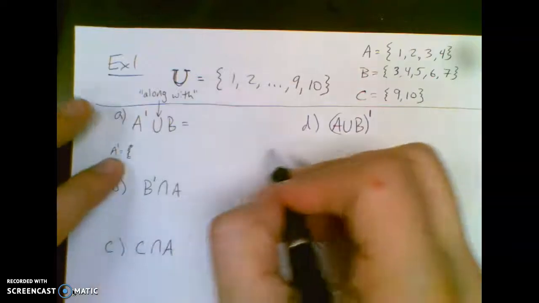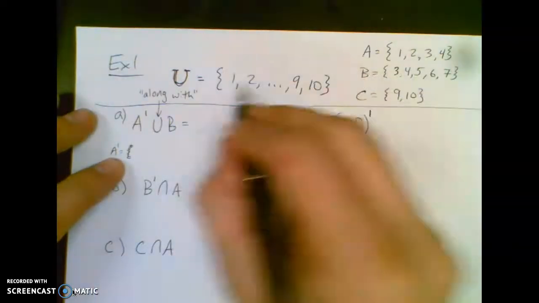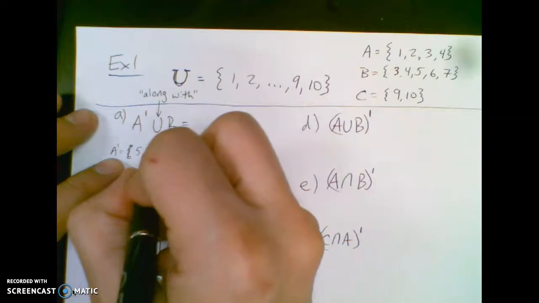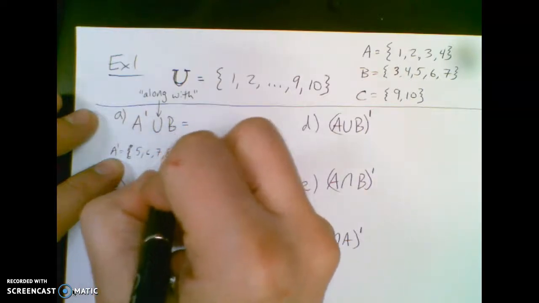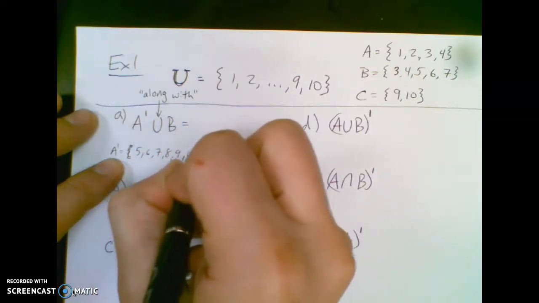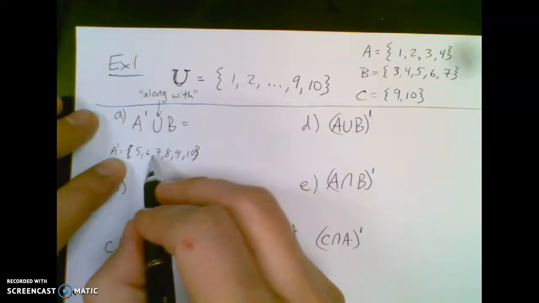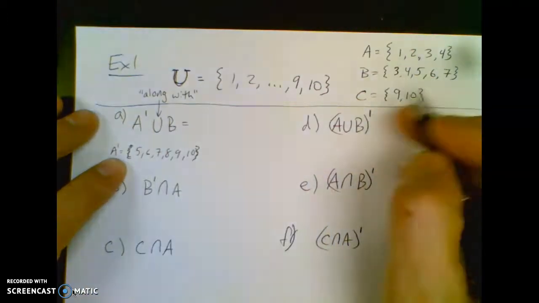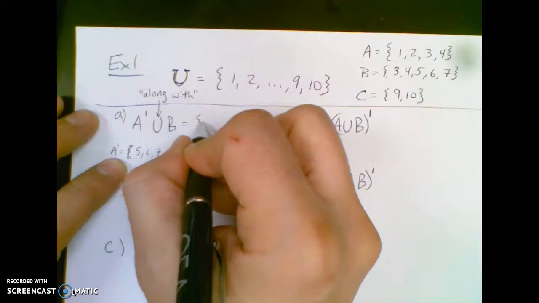wow, that's a terrible curly brace. Especially when you first start doing this, think, okay, here's my universe, here's A, so A naught must be 5, 6, 7, 8, 9, 10. And I'm going to take that guy along with this guy and just combine everything that's new, right? So I want to pair them together. I'm not going to write repeats.